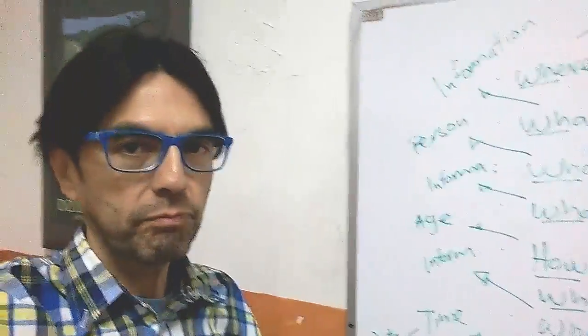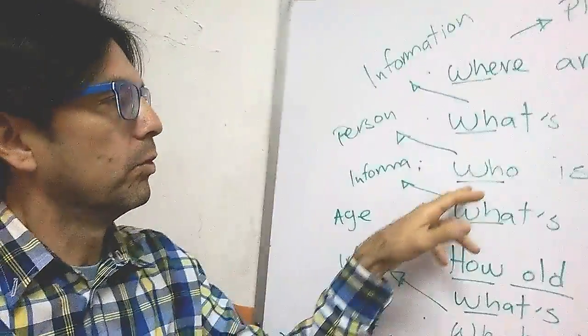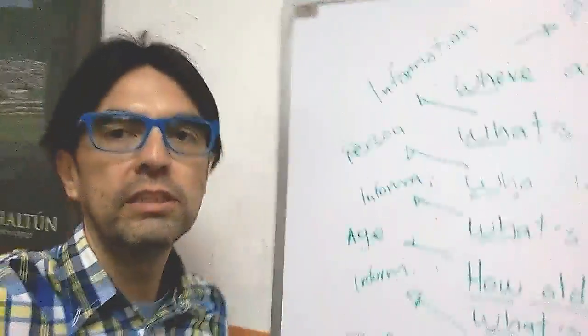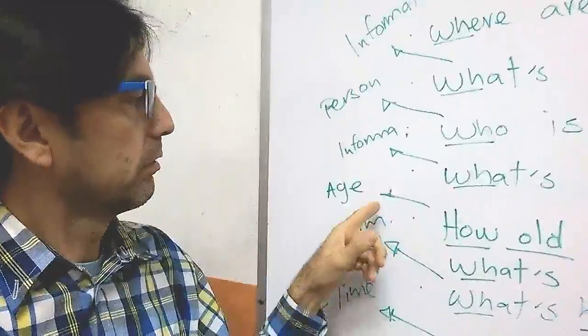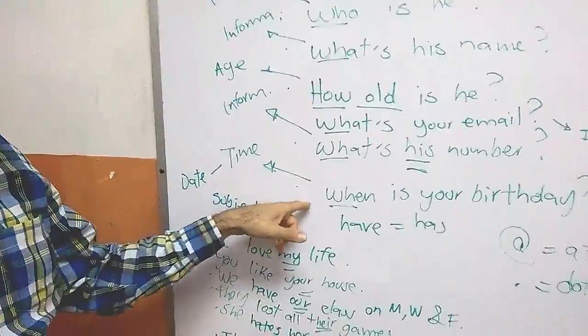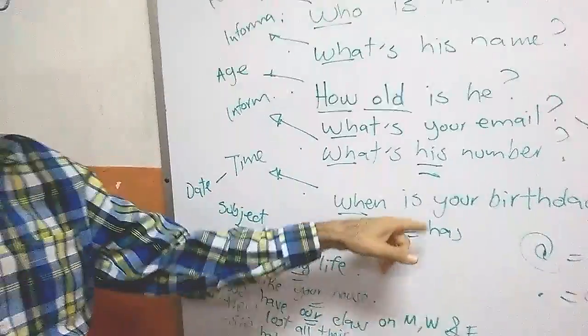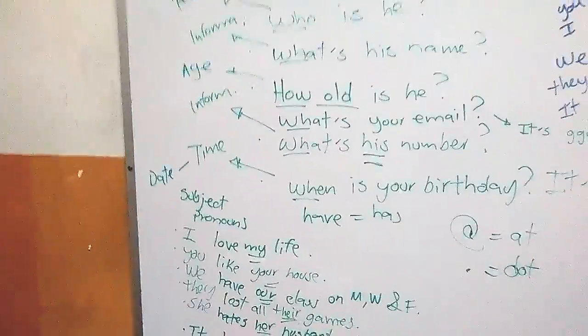I had already explained where and what. Who is for a person. Who is he? Who's that girl? How old is for age. How old is he? How old are you? How old are your parents? Okay? And then when, for time. When is your birthday? When is the exam? For time is when. Okay?